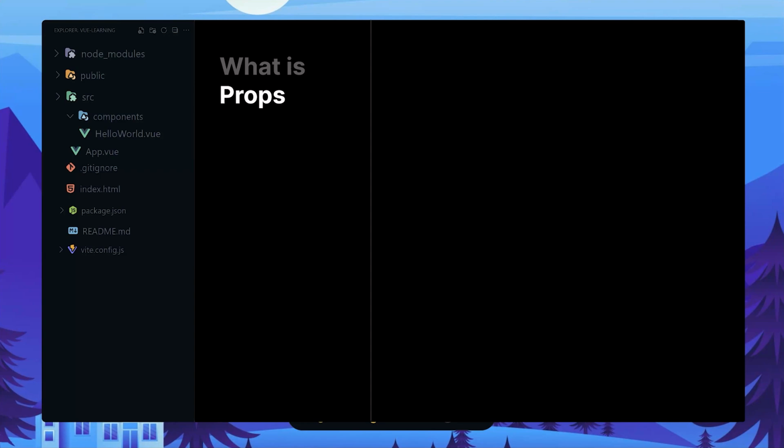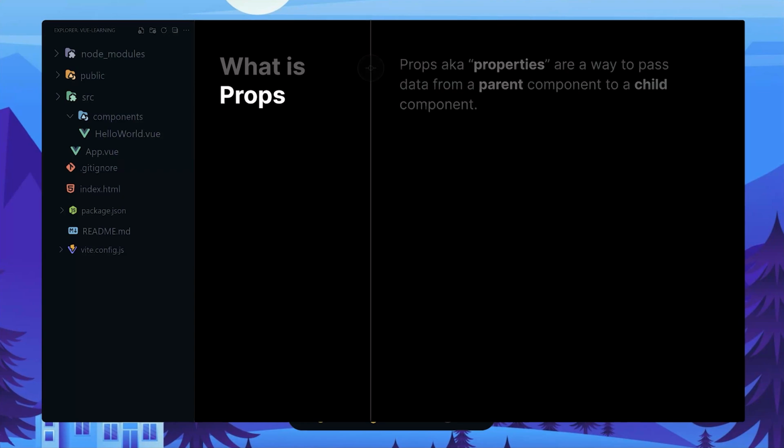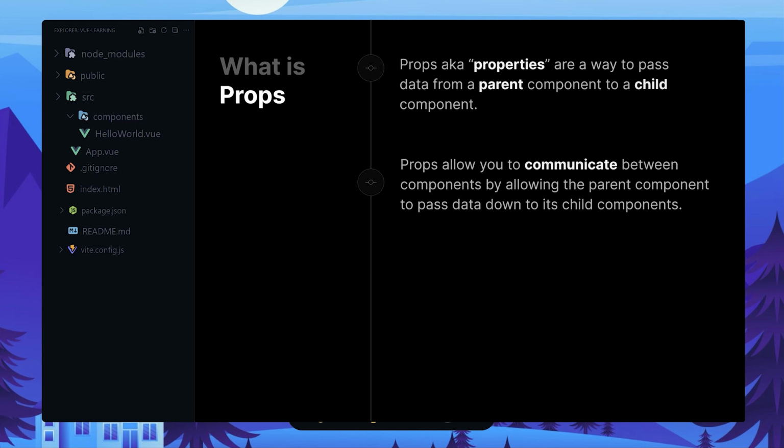So what are props and why should you even care about them? Props, also known as properties, are a way to pass data from a parent component to a child component. Props allow you to communicate between components by allowing the parent component to pass data down to its child component. This is useful for creating reusable and modular components. Now let me show you props in action.